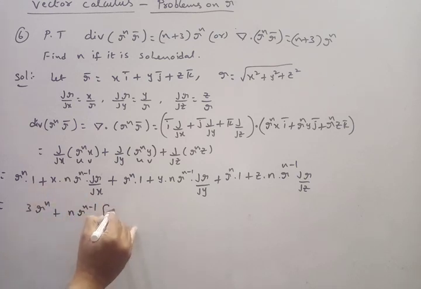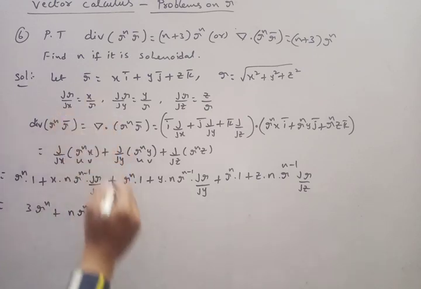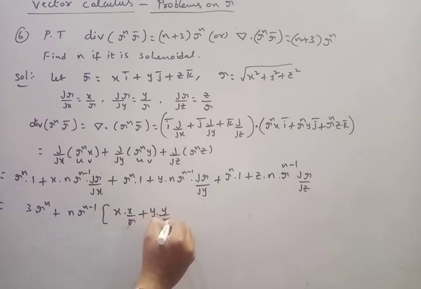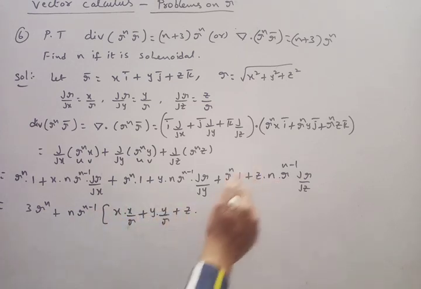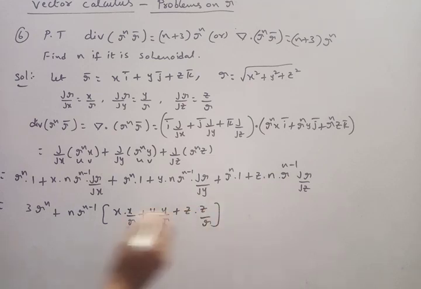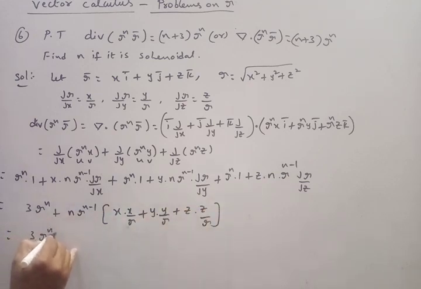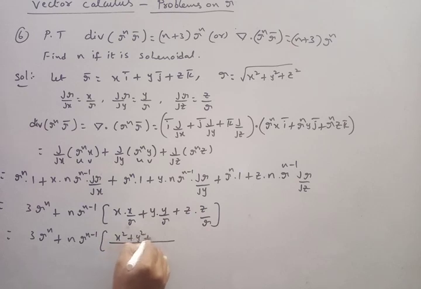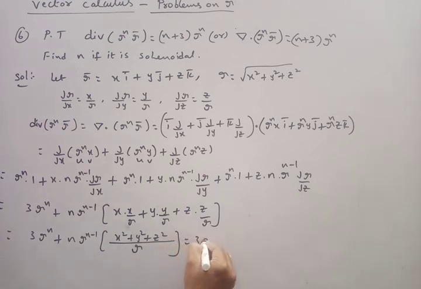So what do I get here? x dou r by dou x is what? x by r into x by r. Here n r to the power n minus 1 is common. y by r, and here z by r. Correct? So therefore 3r to the power n plus n r to the power n minus 1, LCM is r. So we get x square plus y square plus z square. Therefore this is equal to 3r to the power n plus n r to the power n minus 1.